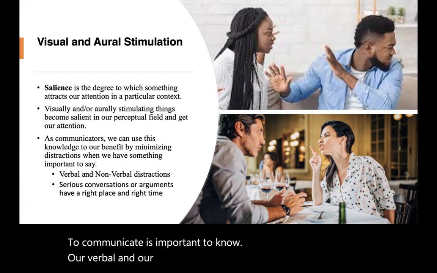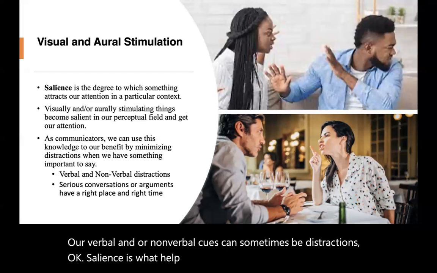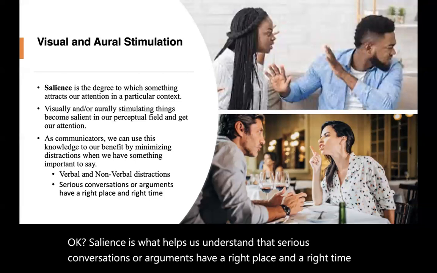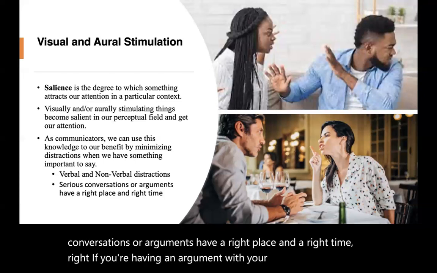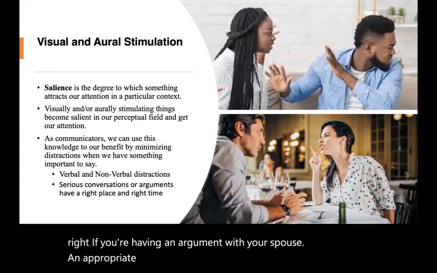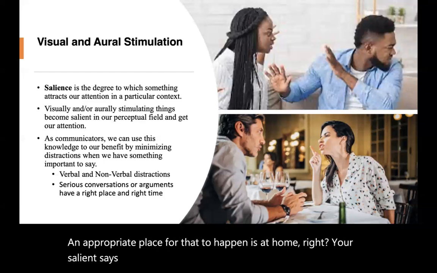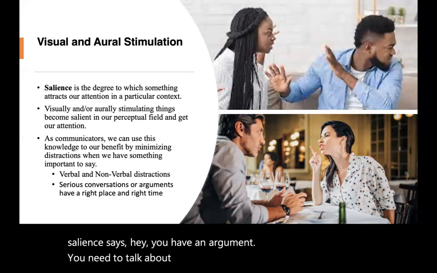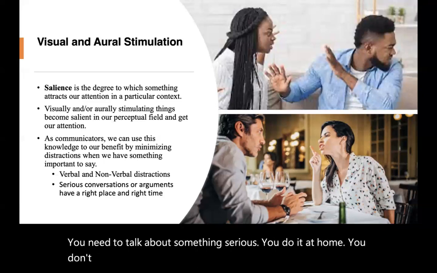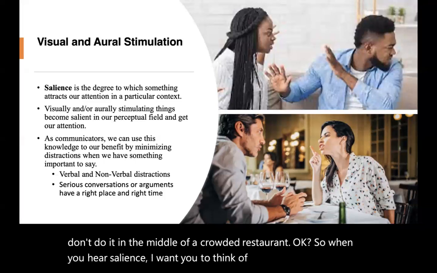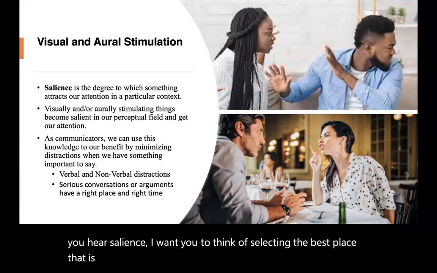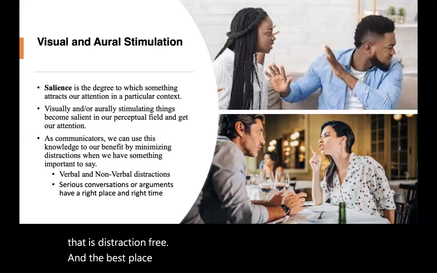Our verbal and our nonverbal cues can sometimes be distractions, okay? Salience is what helps us understand that serious conversations or arguments have a right place and a right time, right? If you're having an argument with your spouse, an appropriate place for that to happen is at home, right? Your salience says, hey, you have an argument, you need to talk about something serious, you do it at home. You don't do it in the middle of a crowded restaurant, okay? So when you hear salience, I want you to think of selecting the best place that is distraction-free and the best place to have those conversations.